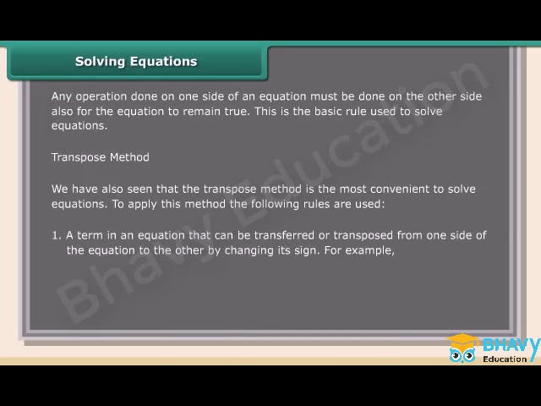1. A term in an equation can be transferred or transposed from one side of the equation to the other by changing its sign. For example, if x − 12 = 5, then x = 5 + 12. If x + 1 = −2x, then x + 2x = −1.